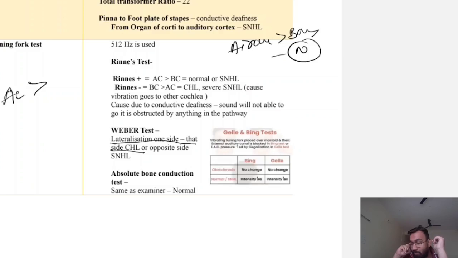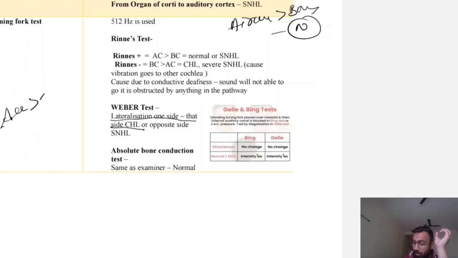Okay. In case of sensorineural hearing loss, the finding will be the same. So this is Rinne's positive. In case of Rinne's positive, in a normal person and in sensorineural hearing loss, air conduction is better than bone conduction.